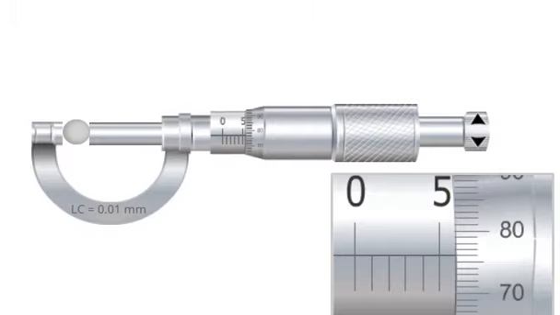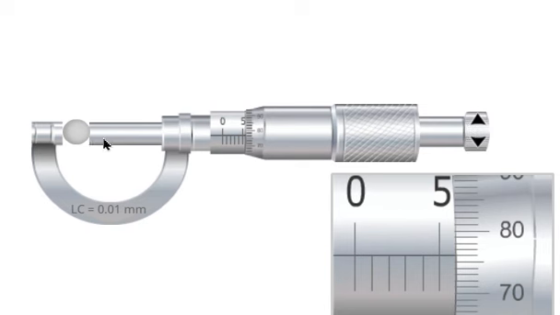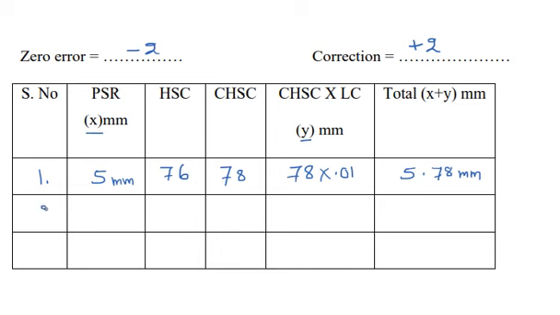Similarly, we can move the ratchet back and again place it in such a way that the spindle meets the object, and go for the next reading. The pitch scale reading may be the same, but there may be a small change in the head scale coincidence. So if we are considering a thin wire between the anvil and the spindle, at various positions, if you determine and note down the readings, then taking the average of all these readings will give you the average thickness of the wire.